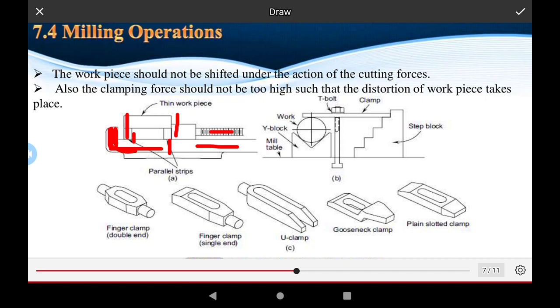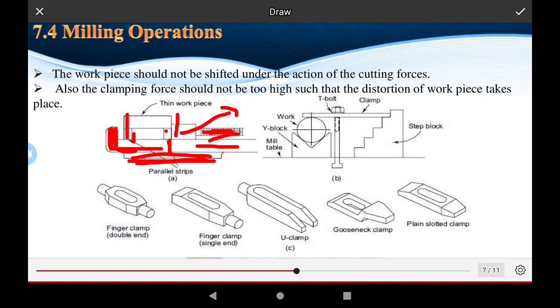This also supports the workpiece, along with the tailstock. This is the screw jack, and the screw jacks help support the workpiece. The other is the strip, which is the base on the bed of the machine, and second are the T bolts shown in the figure.